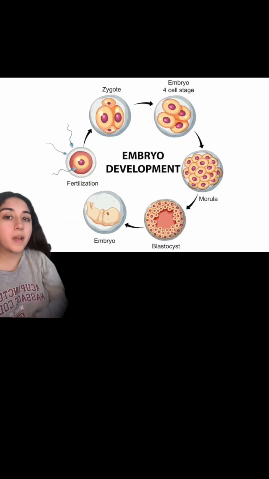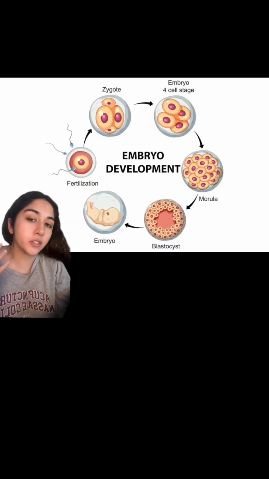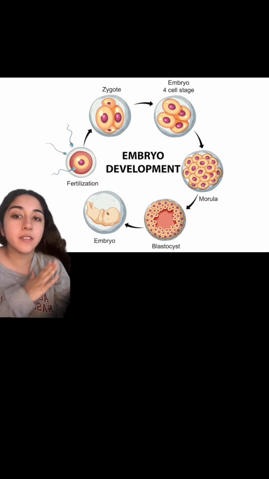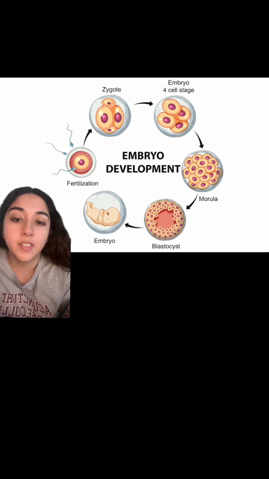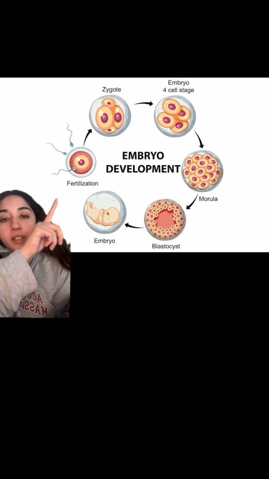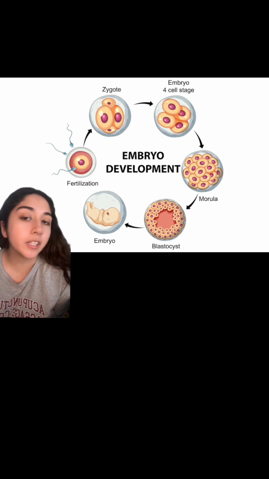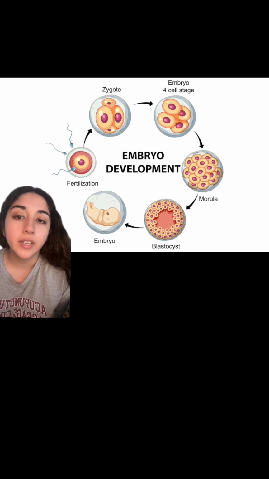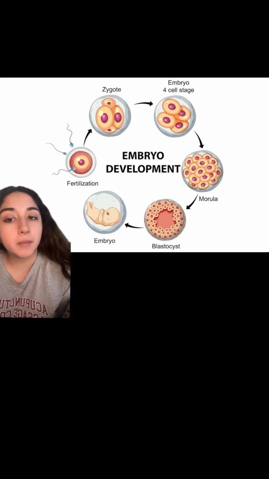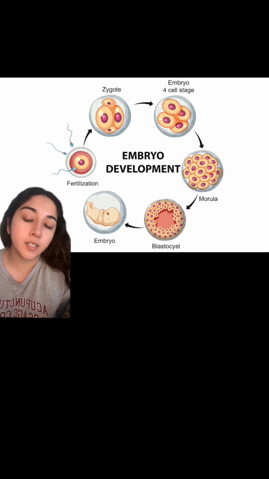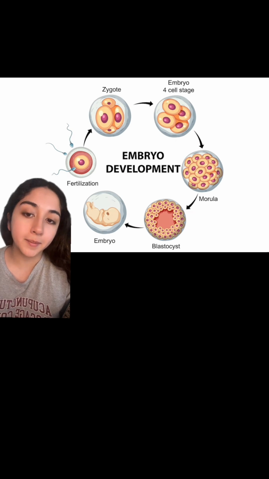Now we're going to talk more about embryo development. So this, of course, occurs after ovulation and the female is pregnant. So fertilization is typically going to occur in the ampulla of the fallopian tube, where the sperm is going to meet the egg and the sperm is going to determine the sex of the baby.